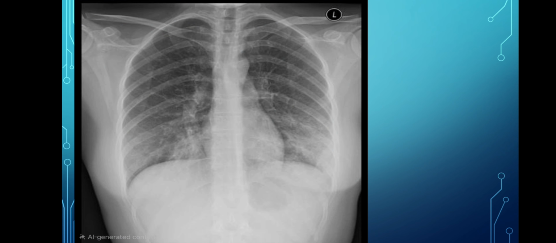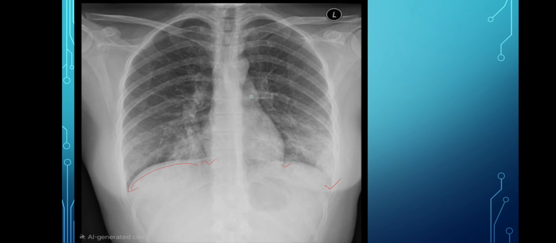Now next, this is the skiagram of chest taken in PA view with proper exposure, and there is no rotation. Clavicle is normal, the rib cages are normal, the trachea is in the normal position, the dome of diaphragm is normal, the costophrenic angle and cardiophrenic angle on both sides are normal, and cardiothoracic ratio is normal. No cardiac anomaly is there.